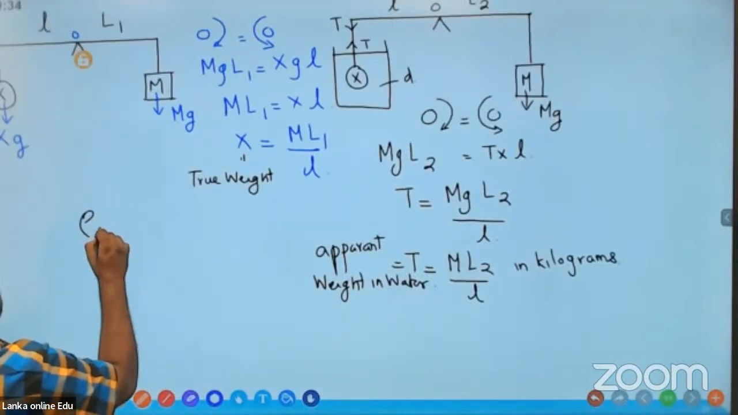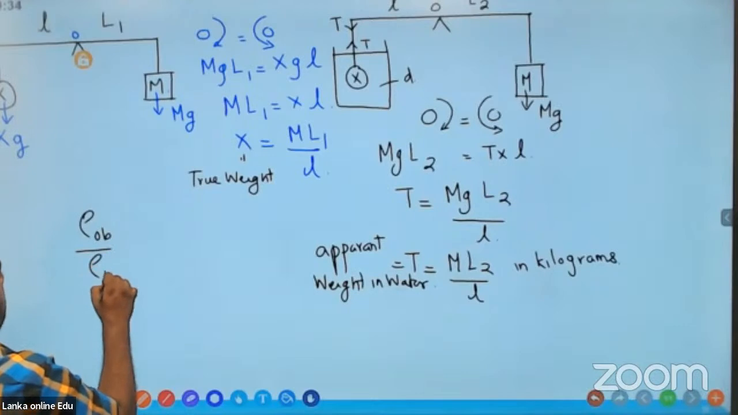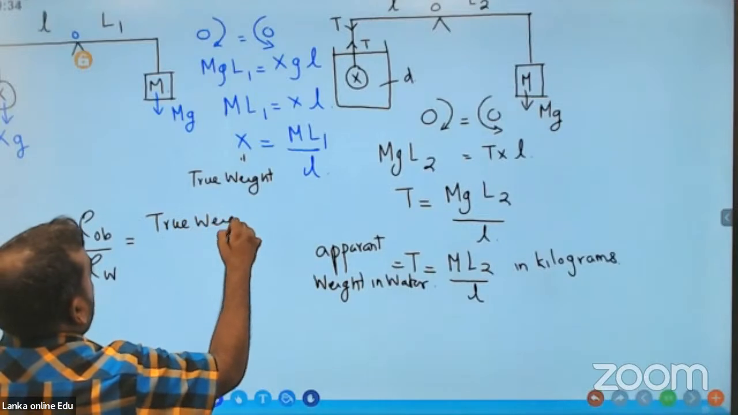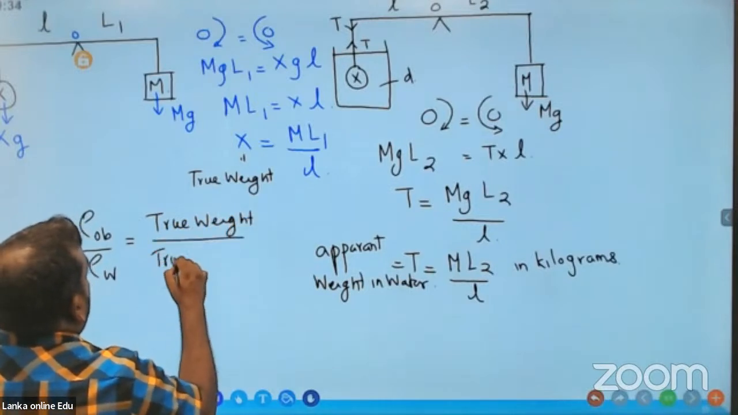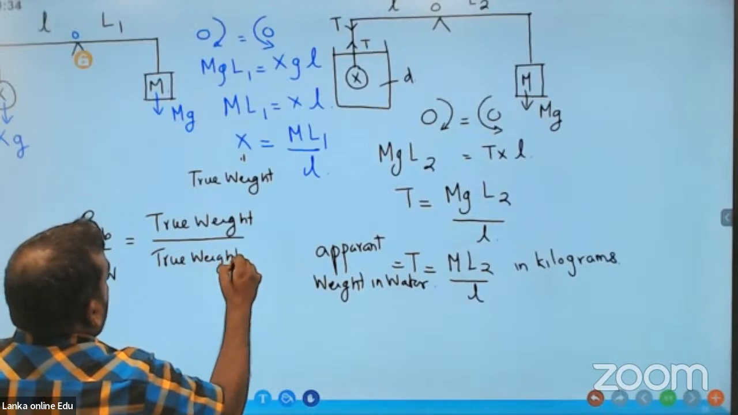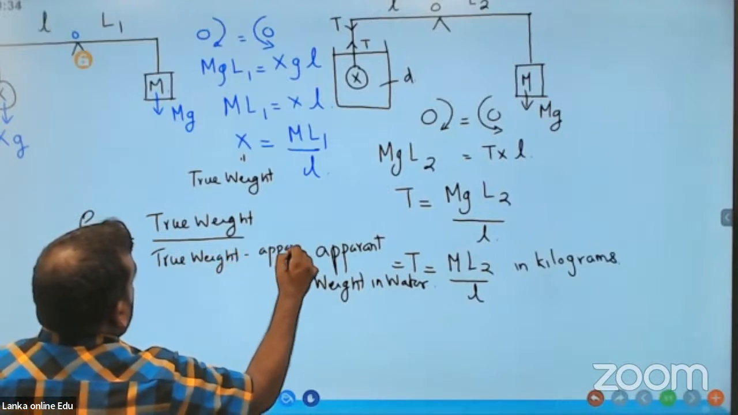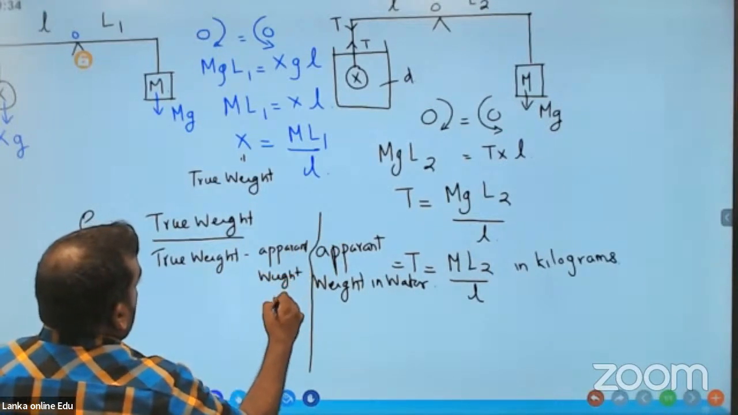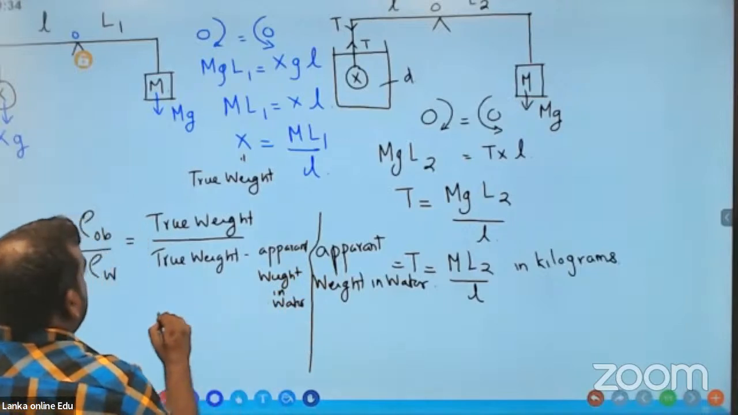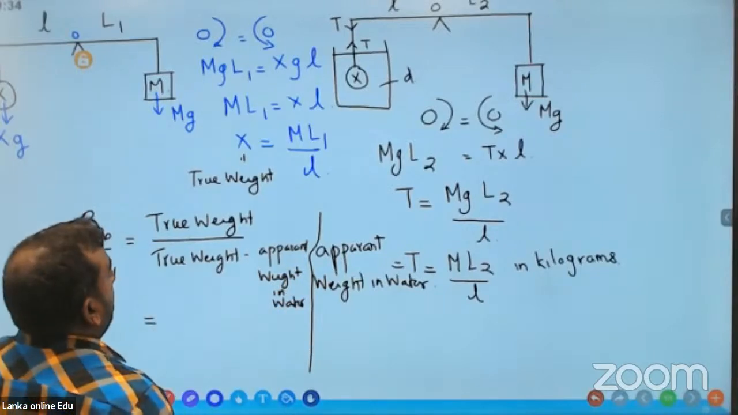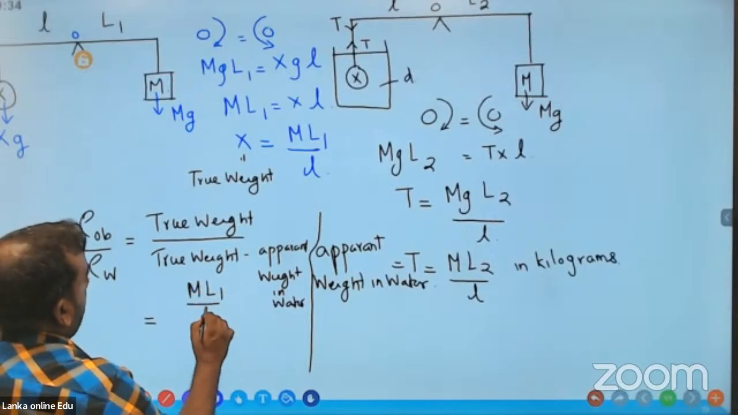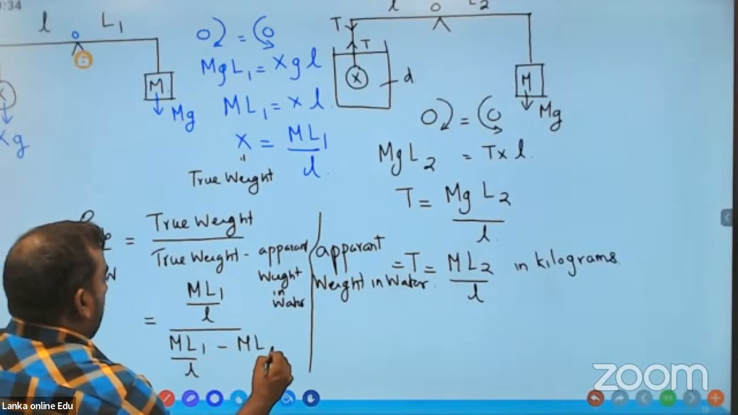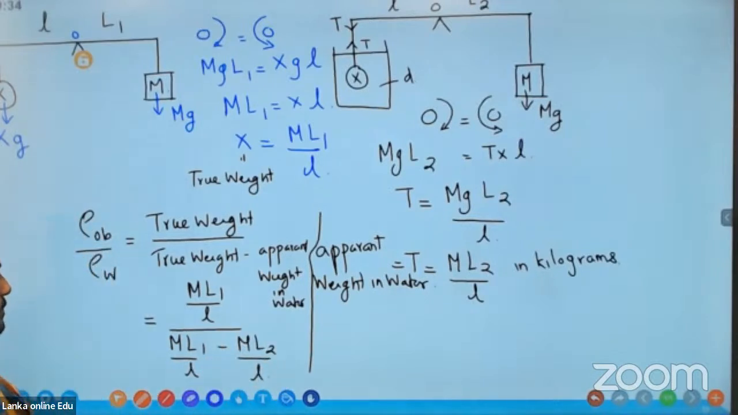So the relative density of the object, density of object over density of water, is true weight divided by true weight minus apparent weight in water. True weight is equal to capital M L1 over simple L, and apparent weight in water is capital M L2 over simple L.